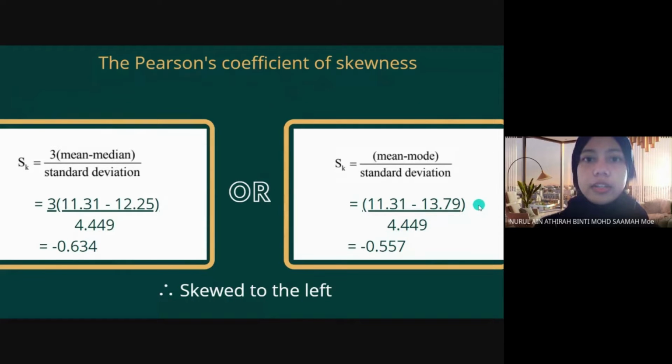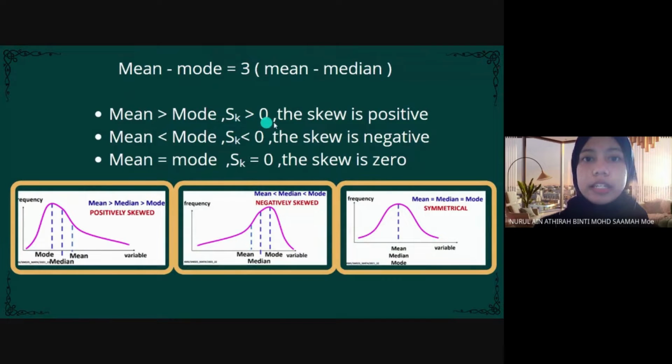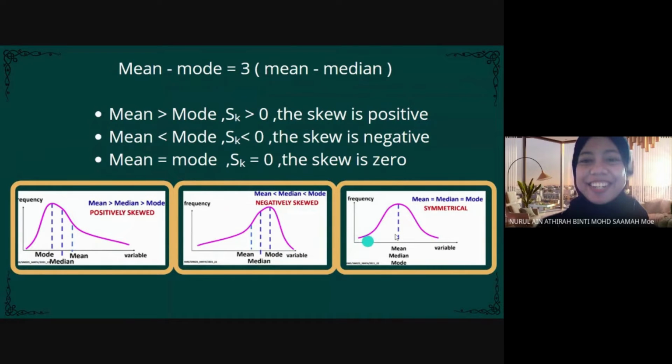In conclusion, if mean is greater than mode, SK is greater than 0, so the skew is positive and the data is positively skewed to the right. And if mean is less than mode, SK is less than 0, so the skew is negative, the data is skewed to the left. Yes, that's right. And lastly, if mean is equal to mode, SK is equal to 0, so the skew is 0 and the data is symmetrical. Yes, that's right. That's all. Thank you.